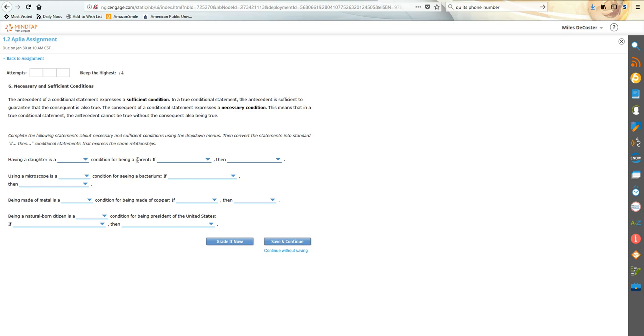It doesn't guarantee that I'm not a parent if I don't have a daughter. So that means having a daughter is not necessary, because I could still be a parent even if I don't have a daughter. Like, right, I got a son. But I should think about this.